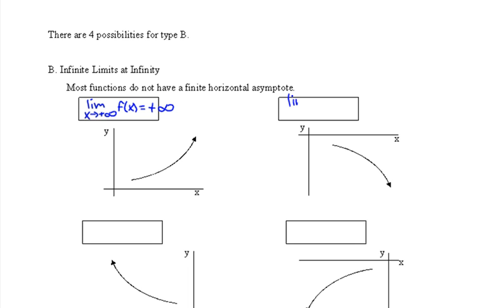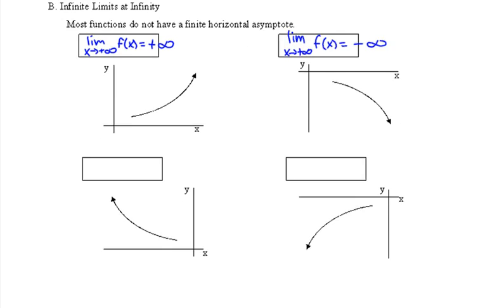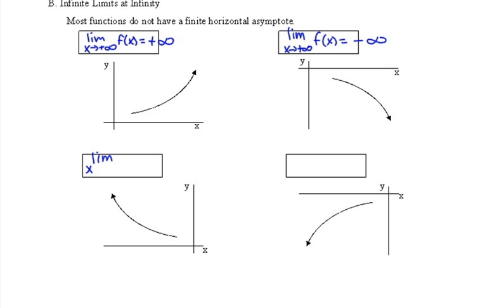As x approaches positive infinity, y can approach, what's y approaching here? Negative infinity. We have a case where, as x approaches negative infinity, what's our y approaching here? Positive infinity. Or the limit as x approaches negative infinity is negative infinity.